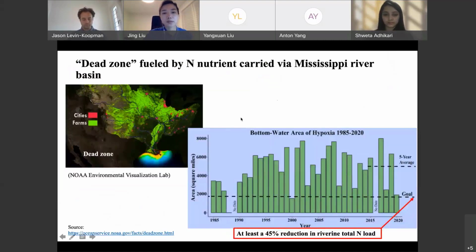The background of this study is the intensive use of nitrogen fertilizer in agriculture, particularly in the Corn Belt, and the excessive nutrient that goes to the Gulf of Mexico and forms the dead zone, and that is causing a lot of problems for fishing and tourism. The size of the dead zone varies across years, but it has been pretty high the last 5 years, in particular 2017.